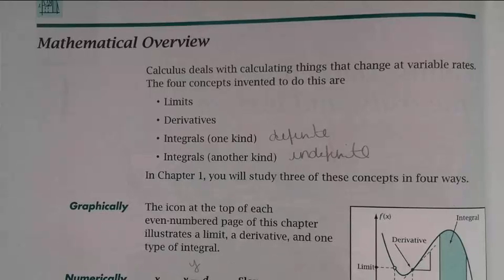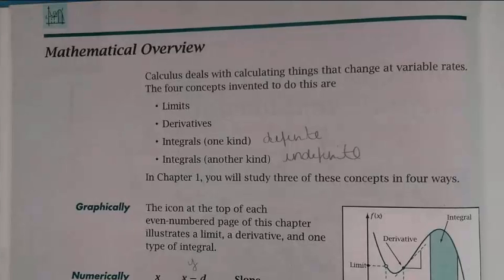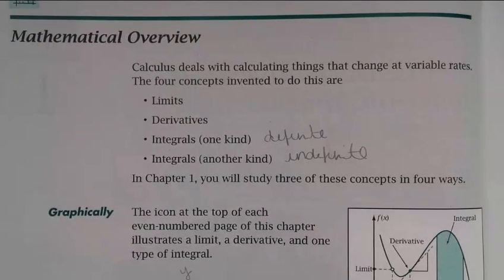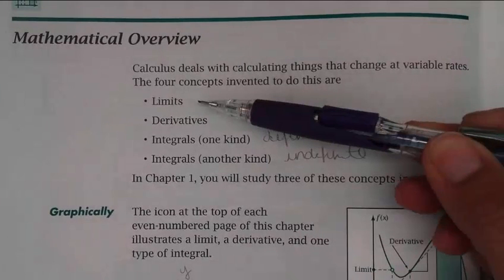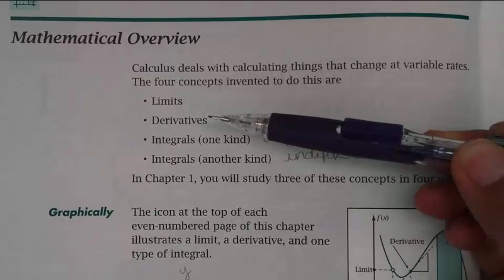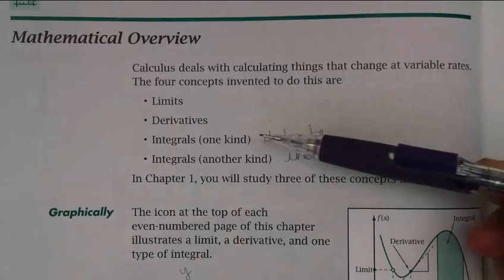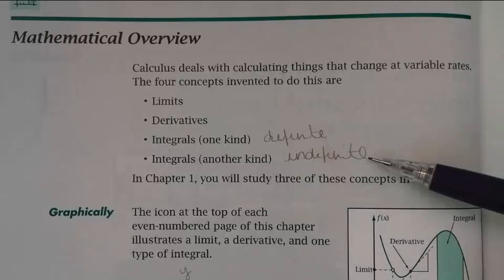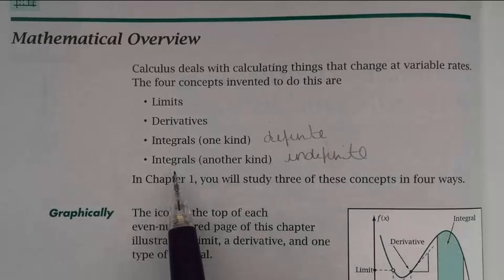Looking over page 2 in your book, basically chapter 1 actually, and this page talks about everything we're going to cover. Everything we're going to cover is right here. We're going to go back over limits, which we ended last year with. We're going to talk about derivatives, integrals, one kind of them, which are the definite integrals, and then integrals another kind, which are the indefinite integrals.